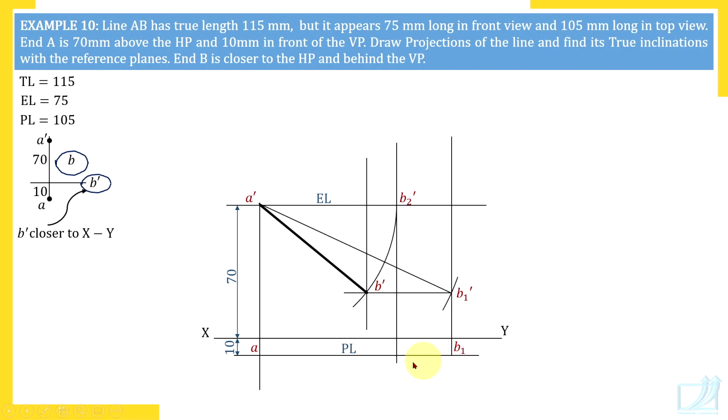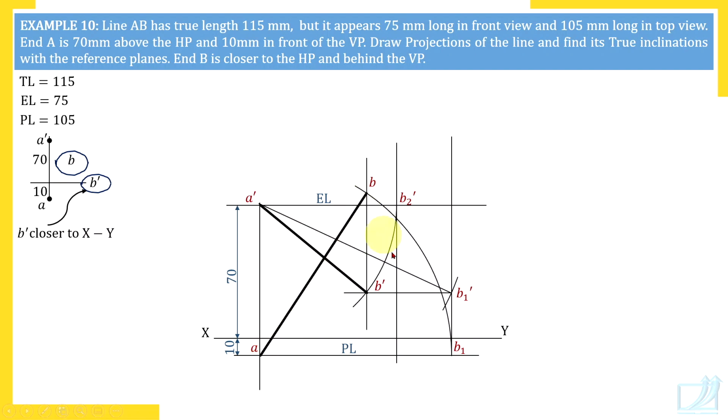Now rotate AB1. AB1 has length PL and AB also has the same length PL. And B is above XY line. So rotate AB1 above XY line to get point B on the projector of B dash. And here it is point B. Join A and B. So this is top view, AB.